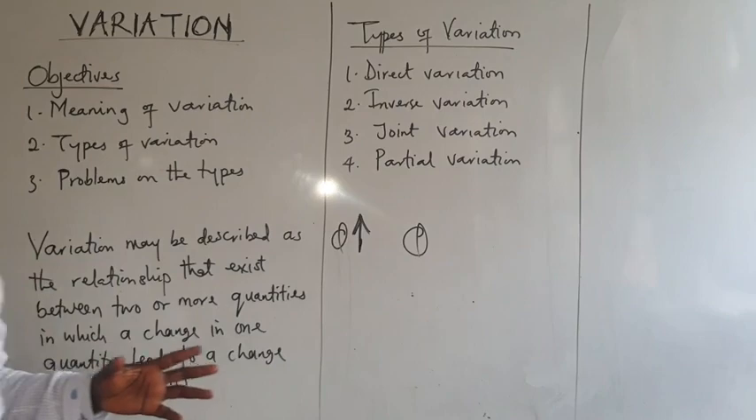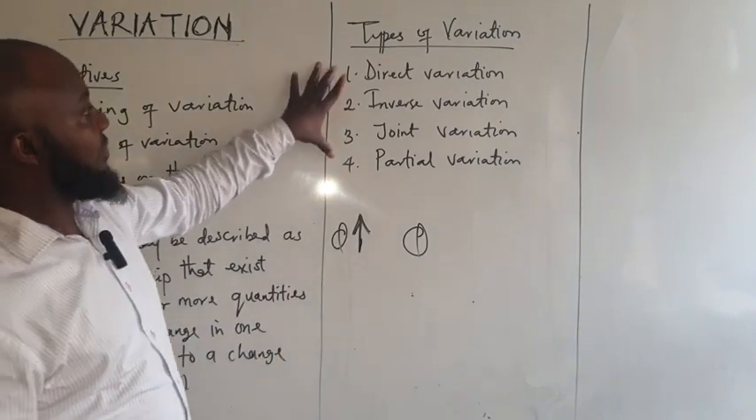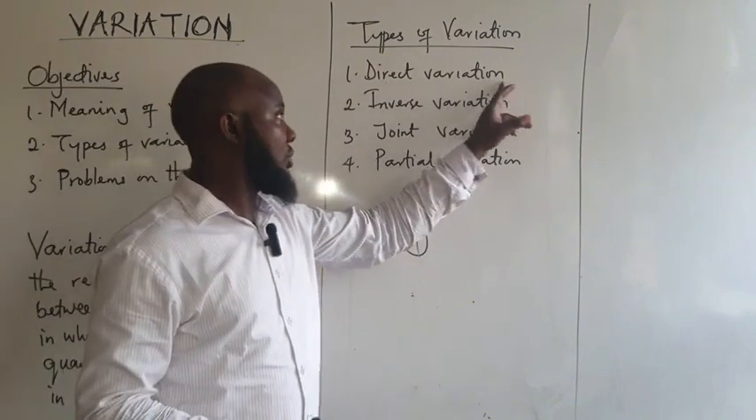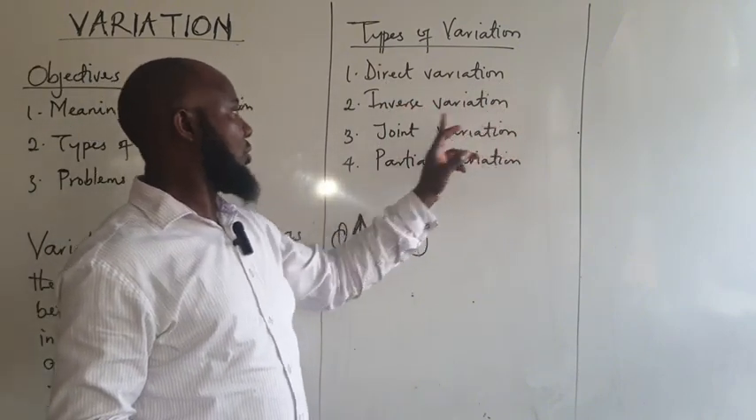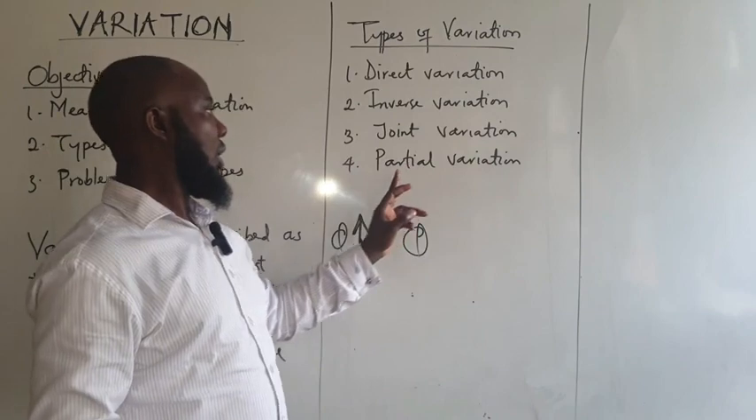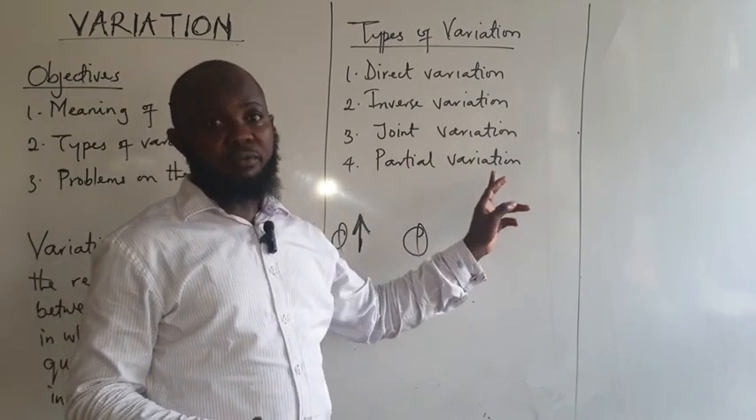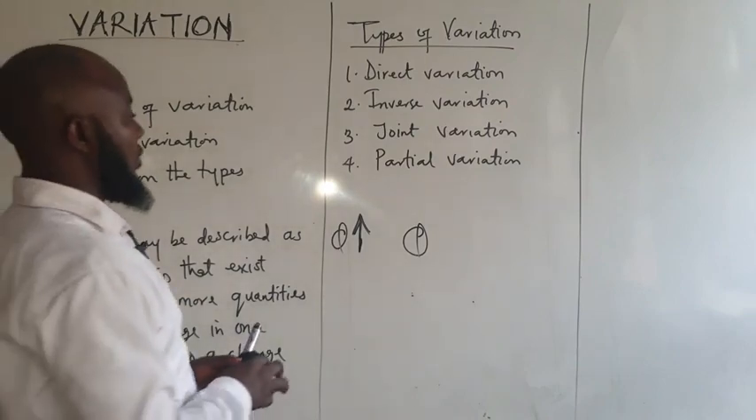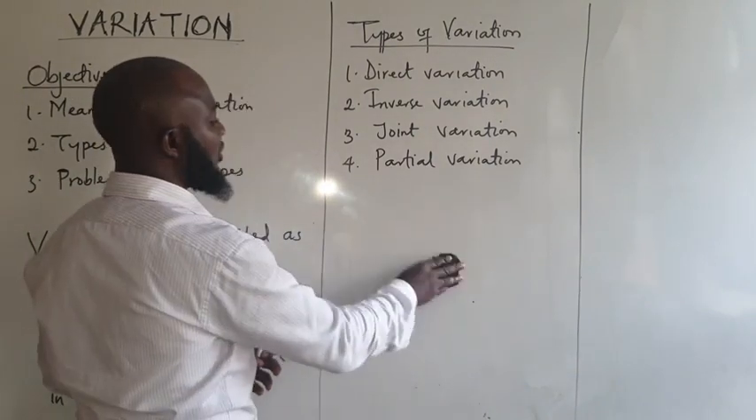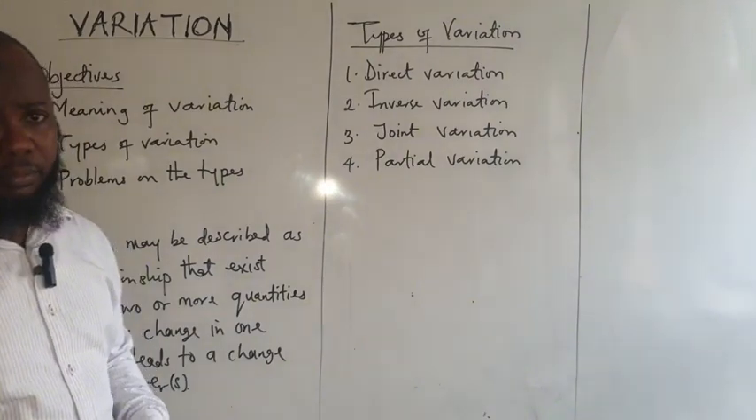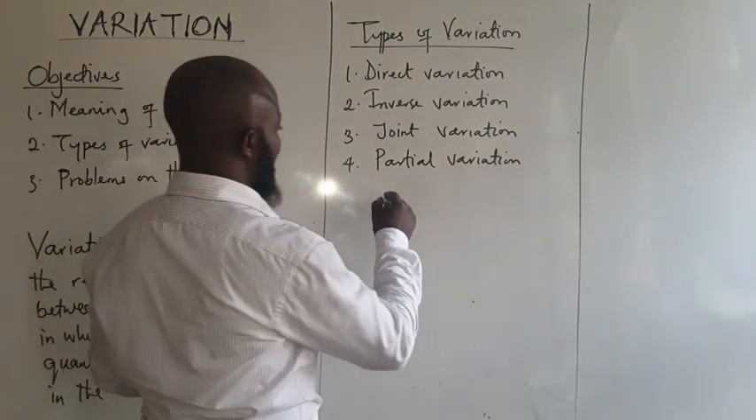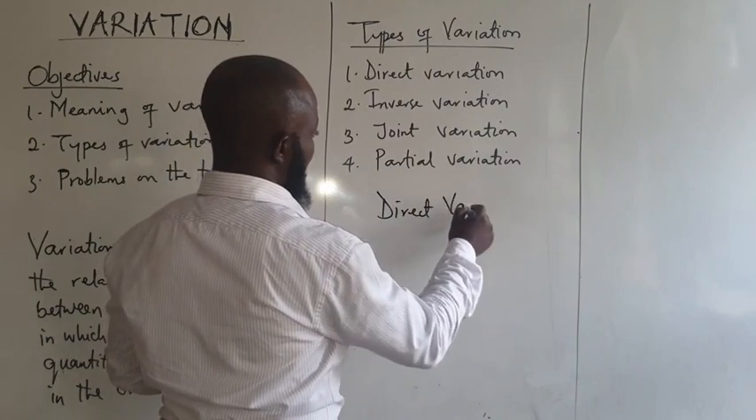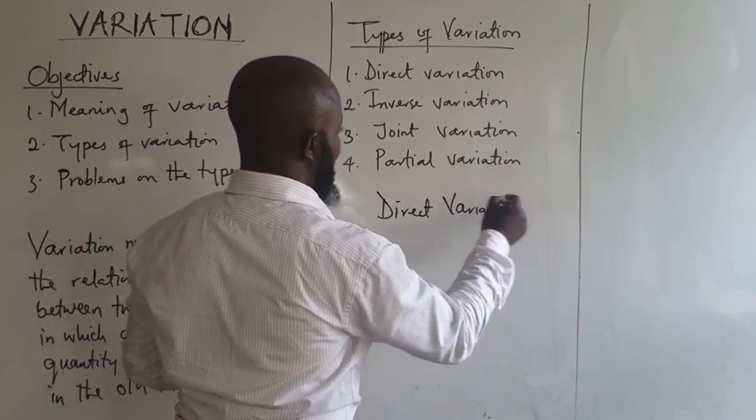We now have different types of variation. We have just four types of variation: direct variation, inverse variation, joint variation, and partial variation. What we're going to do now is look at the types one by one and solve problems on them. So we start with direct variation.